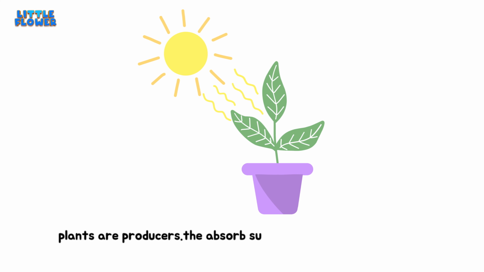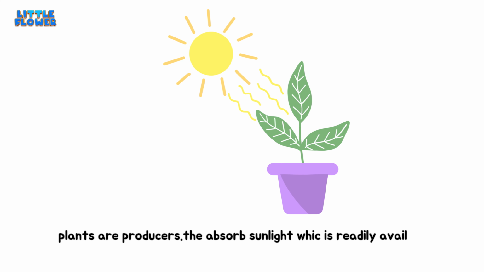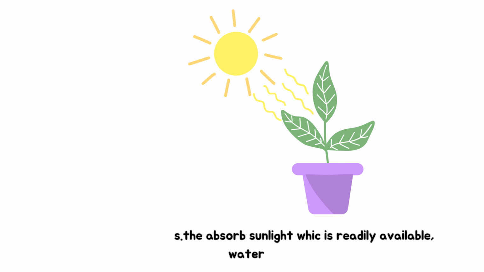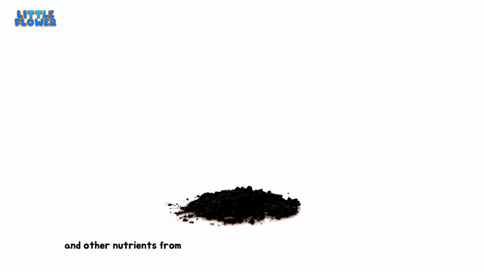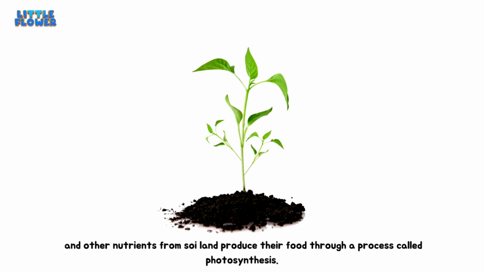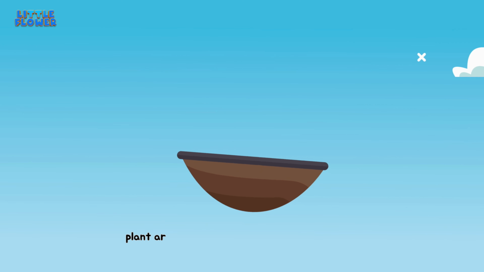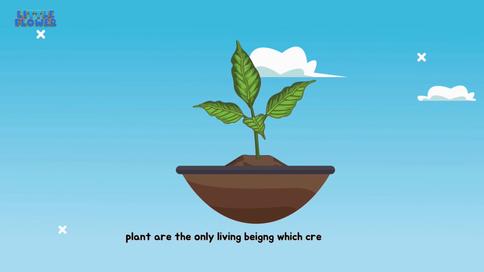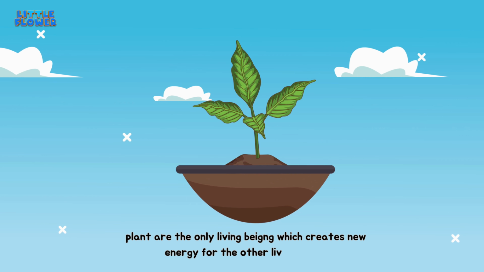Plants are producers. They absorb sunlight, which is readily available, water, and other nutrients from soil, and produce their food through a process called photosynthesis. Plants are the only living being which creates new energy for the other living beings.